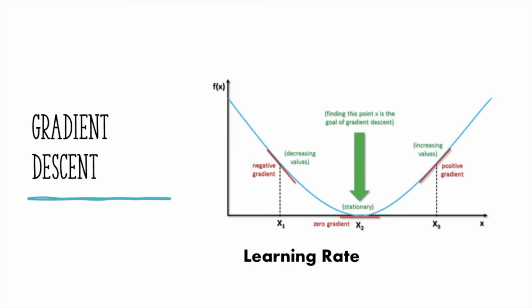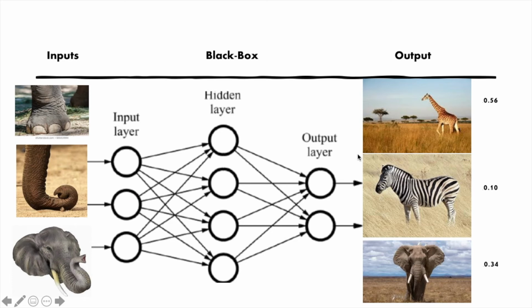This is called gradient descent because with every iteration you want to keep decreasing your error. In simple terms, with every iteration the confidence of giraffe should go down and elephant should go up for this given set of inputs. That means the weights are stabilizing and you are reaching the right conclusion.